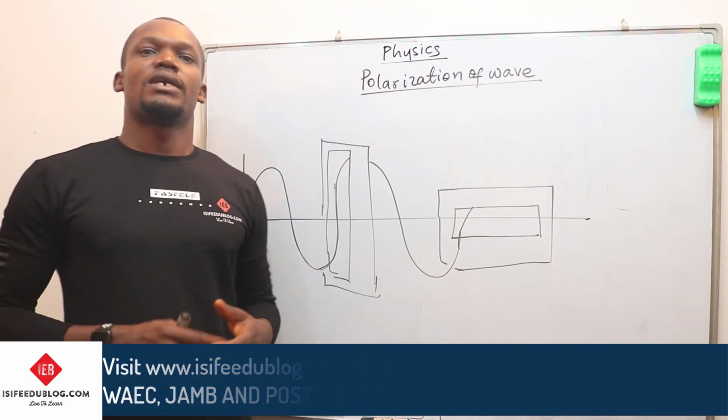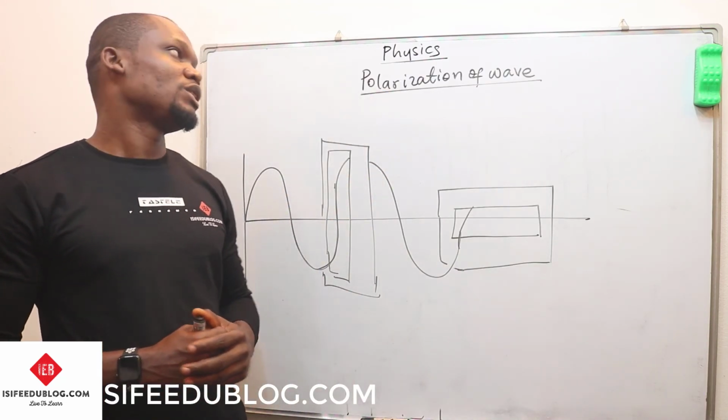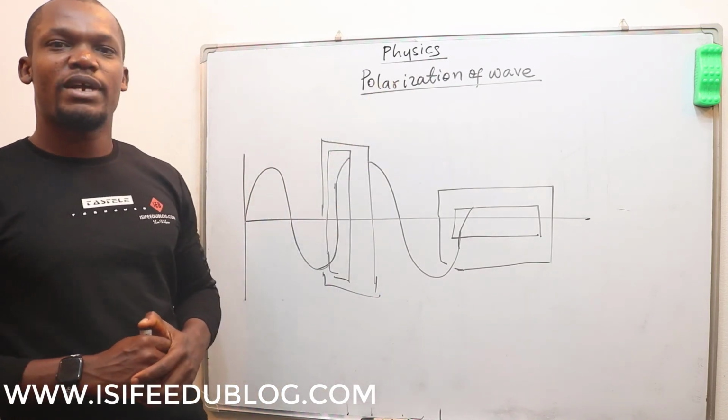wave. Okay, now we talk about the last characteristic of wave, which is polarization of wave. What is polarization of wave?